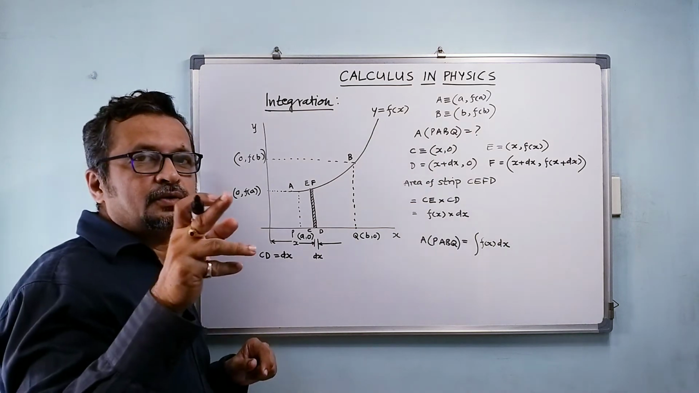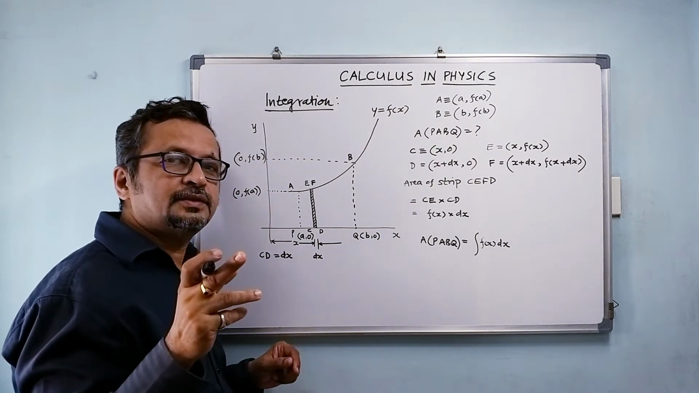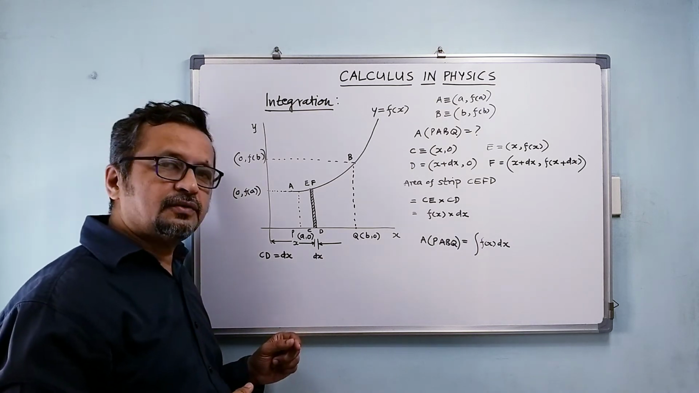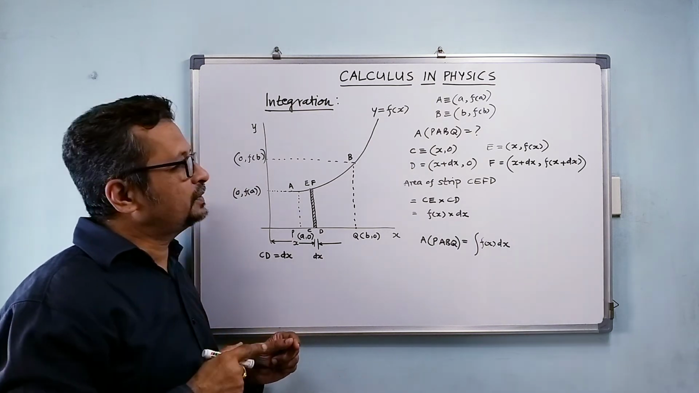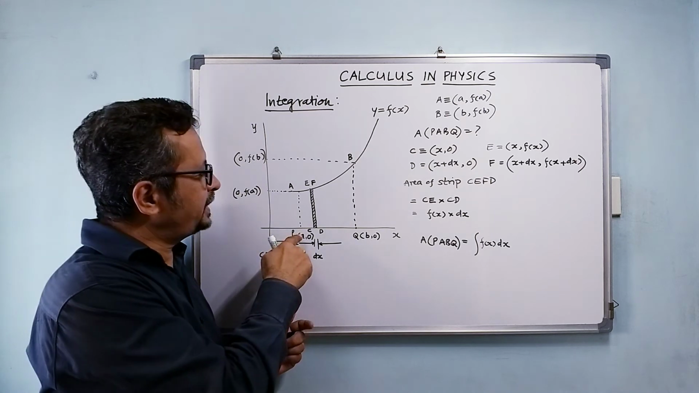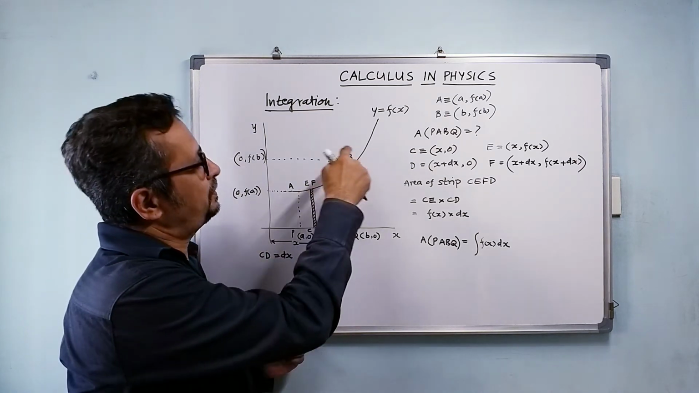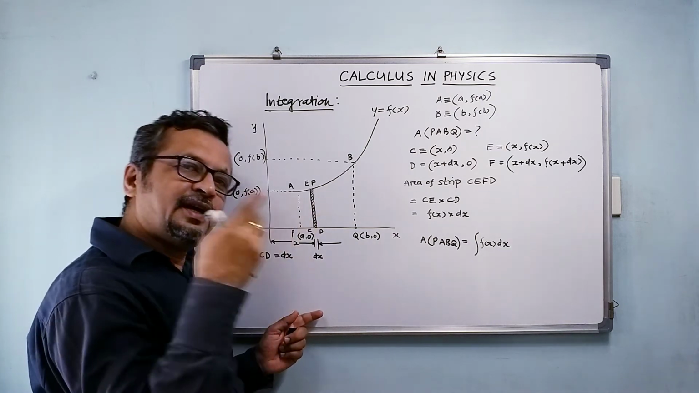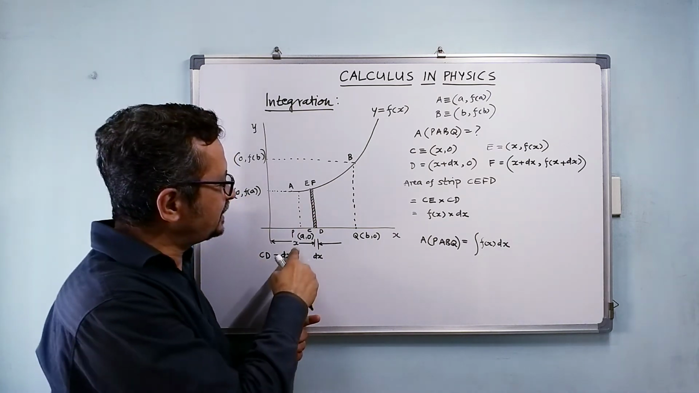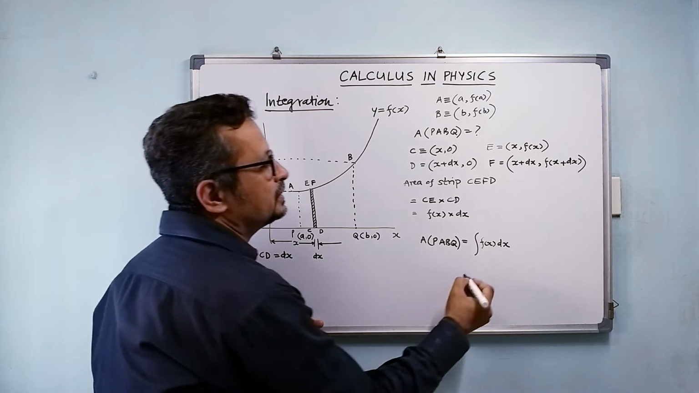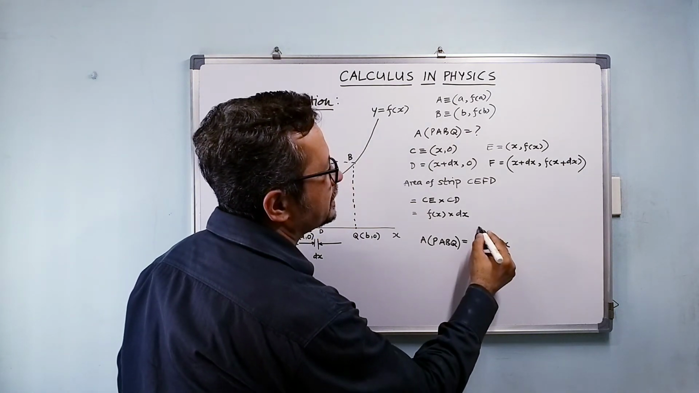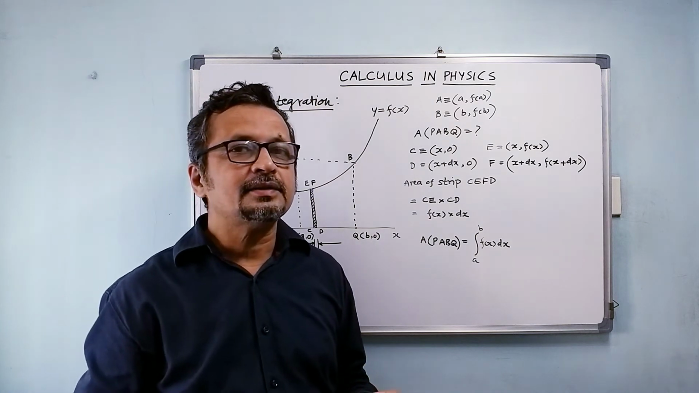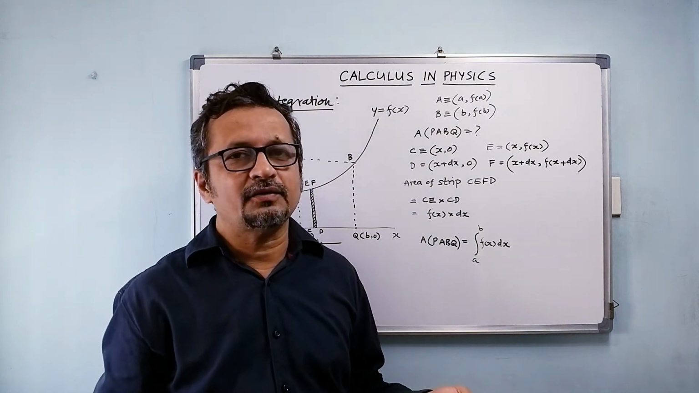So that is how integration is the area under a curve. Now I wanted area PABQ, isn't it? So my x should take which values? X takes values from A to B. So then my lower limit is A and upper limit is B. So if I do that, then I get the exact area of that part.